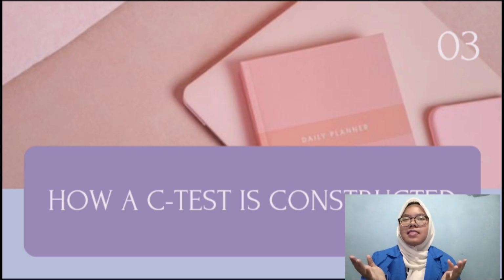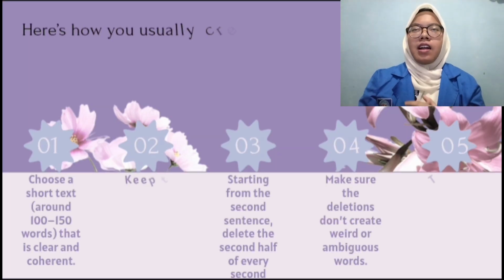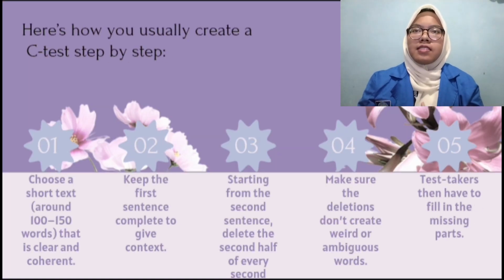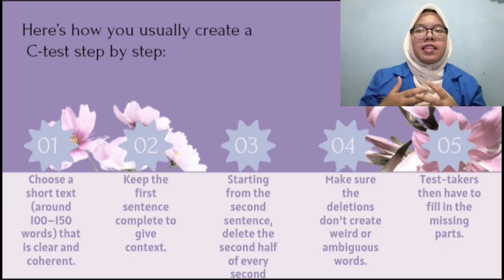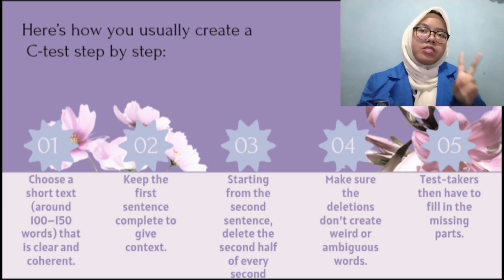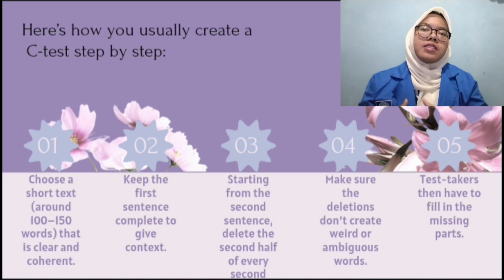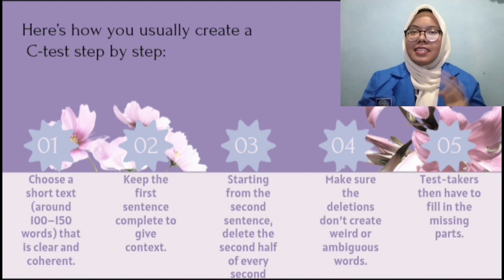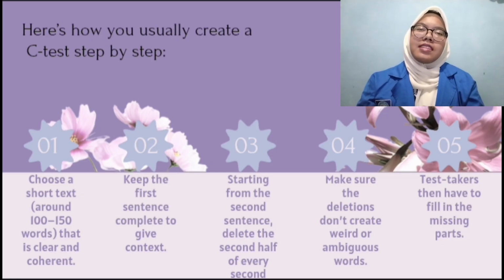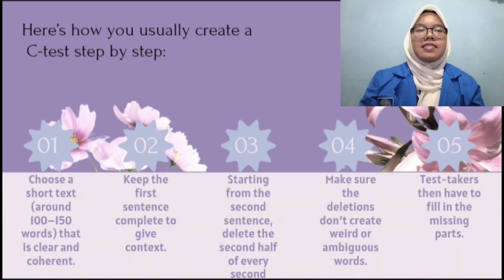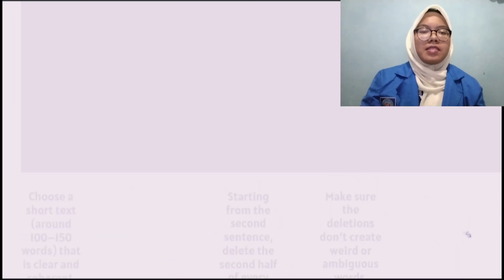How a C-test is constructed. Here's how you usually create a C-test step by step. Number 1. Choose a short text around 100 or 150 words that is clear and coherent. Number 2. Keep the first sentence complete to give context. Number 3. Starting from the second sentence, delete the second half of every second word. Number 4. Make sure the deletions don't create weird or ambiguous words. Number 5. Test takers then have to fill in the missing parts.